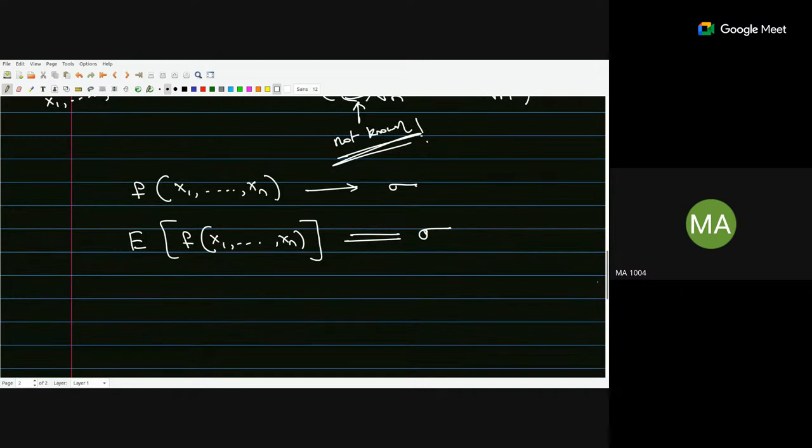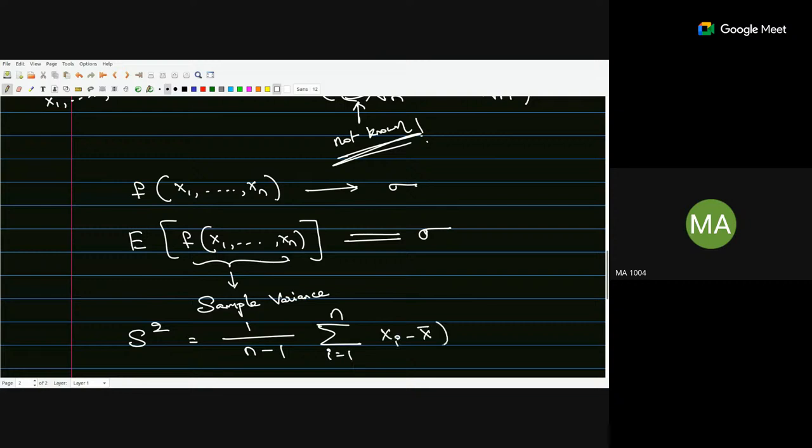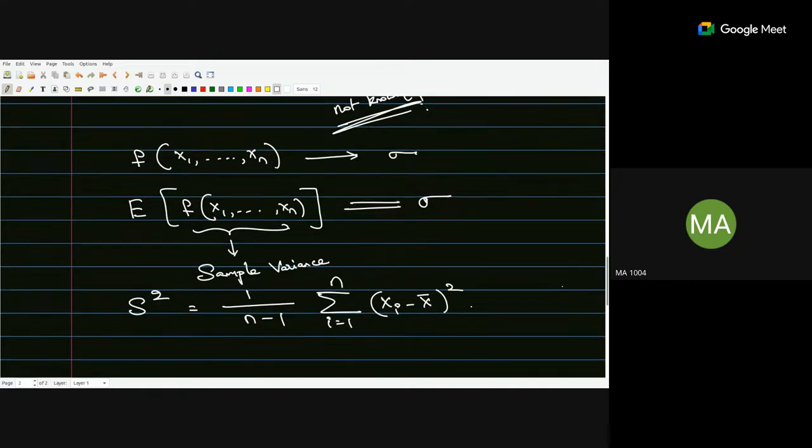So do you remember any function of samples whose expectation goes to sigma? E of s square is equal to, right? So if I consider the sample variance in place of the population variance, which is s square equals 1 by n minus 1, summation i equals 1 to n, x i minus x bar whole square. Okay, we have the sample variance with us. So we all know the expectation of s square is equal to sigma square, correct?